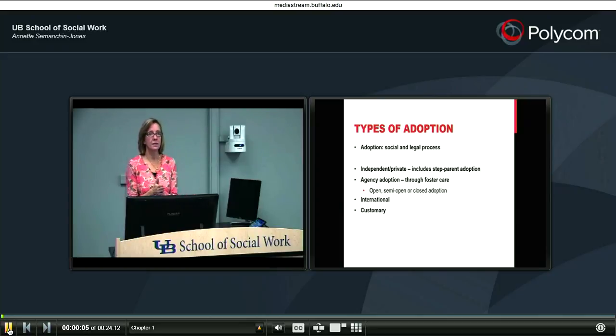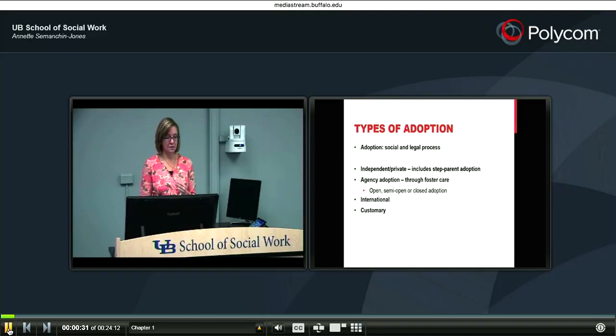So welcome back. Now we're going to talk about adoption, starting with these different types of adoption. So adoption, as I'm defining it and conceptualizing it, is both a legal process as well as a social and emotional process. And so there are several different types of adoption that we see in the United States.